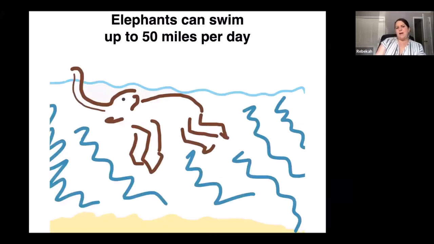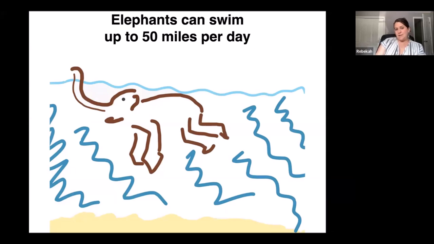There's also a debate about how far the woolly mammoths could swim in Arctic waters. We know with modern day elephants that they can swim up to 50 miles a day, so 100 kilometers a day. And any island that is within about 100 miles of shore, 200 and something kilometers from shore, that the elephants are really good at invading those islands. Elephants are buoyant.